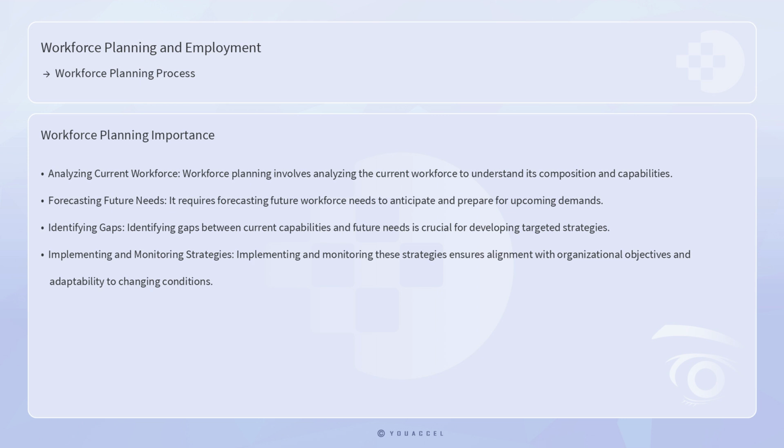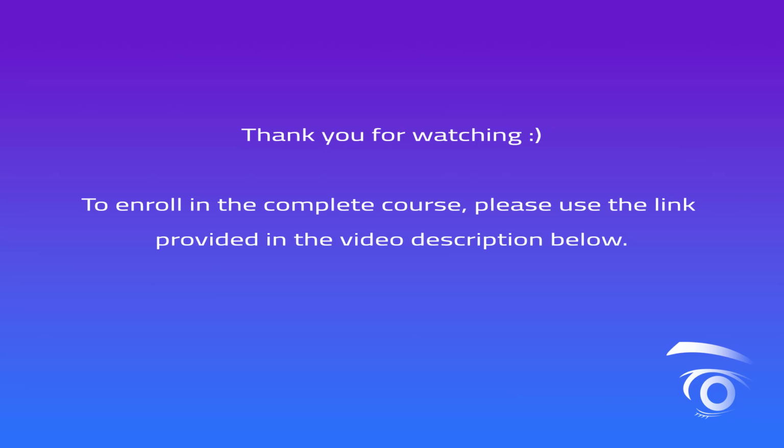By conducting a thorough analysis of the current workforce, forecasting future needs, identifying gaps, and developing targeted strategies, HR professionals can ensure that their organizations have the right talent in place to achieve their goals. Implementing and monitoring these strategies is crucial for maintaining alignment with organizational objectives and adapting to changing business conditions. Ultimately, effective workforce planning leads to increased productivity, improved employee engagement, and a stronger competitive advantage, positioning organizations for long-term success. This concludes the lesson.